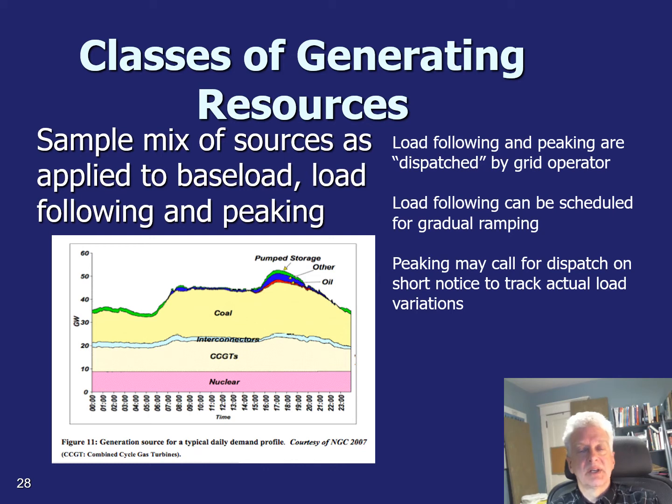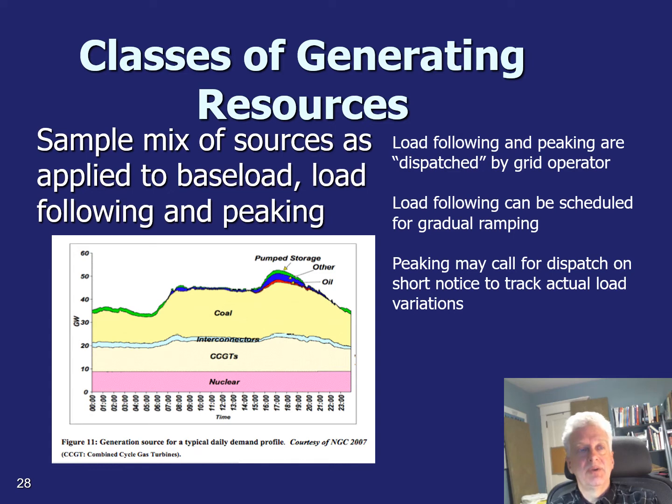There were interconnects, that is transmission from neighboring control areas. They were pretty constant. And then coal was the source in this particular power grid that did the most load following. So it ramped up quite a lot as the sun came up in the morning and more people turned lights on and used energy.